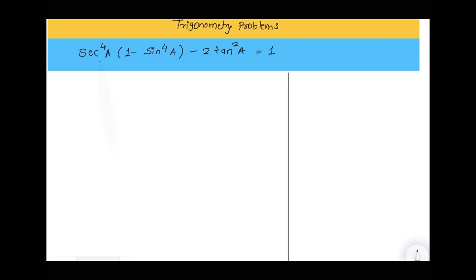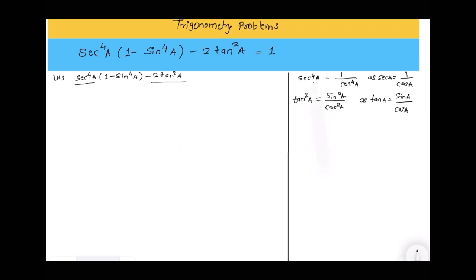Right. Let's move on to the next problem. Sec raised to 4A into bracket 1 minus sin raised to 4A minus 2 tan square A is equal to 1. To prove this, let's take LHS. Sec raised to 4A into bracket 1 minus sin raised to 4A minus 2 tan square A. Focus on these two terms.